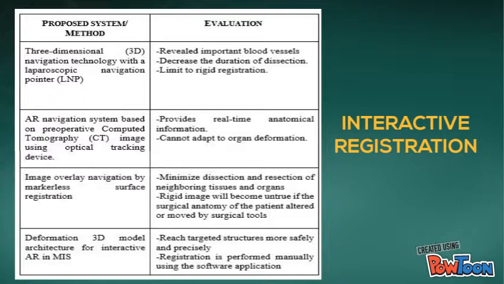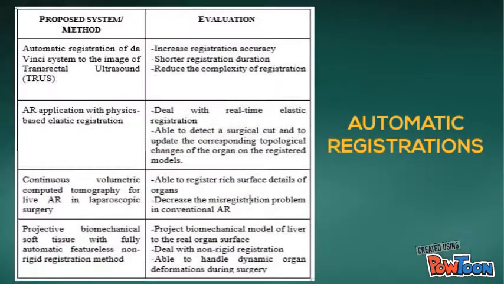Registration is performed manually using a software application for deformation of 3D software architecture. Automatic registration reduces the complexity of registration. It deals with real-time and non-rigid registration. It can decrease the misregistration in conventional augmented reality. It is able to handle dynamic organ deformation.